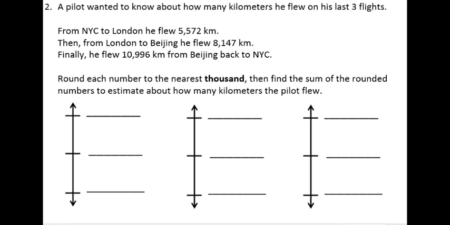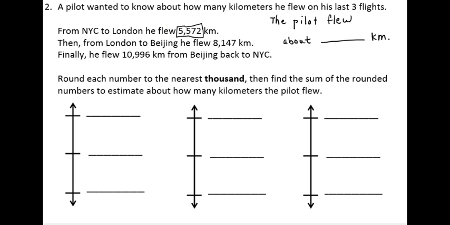And finally, we have a word problem, and we're going to use the vertical number line to help us solve it. The question says, a pilot wanted to know about how many kilometers he flew on his last 3 flights. From New York City to London, he flew 5,572 kilometers. Then from London to Beijing, he flew 8,147 kilometers. And finally, he flew 10,996 kilometers from Beijing back to New York City. We're going to round each number to the nearest thousand, then find the sum of the rounded numbers to estimate how many kilometers the pilot flew. I'm going to start by writing my answer statement so I can remember the goal of this problem. So we want to know how many kilometers the pilot flew, about how many kilometers. So we'll say the pilot flew about blank kilometers. Now let's take each number and round it to the nearest thousand.